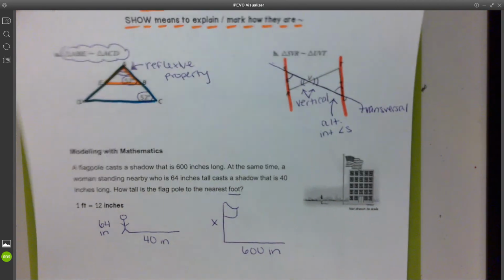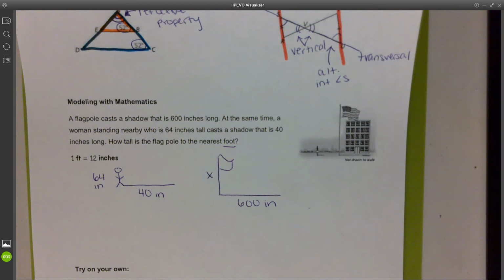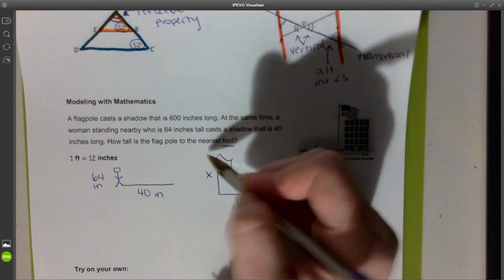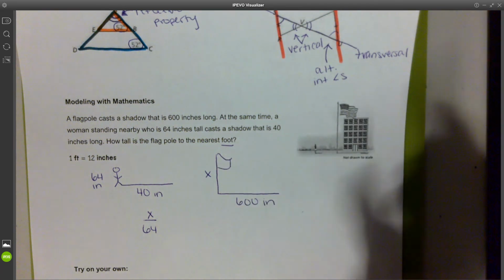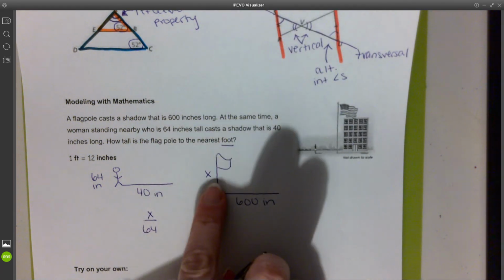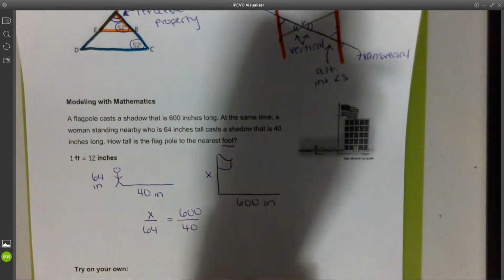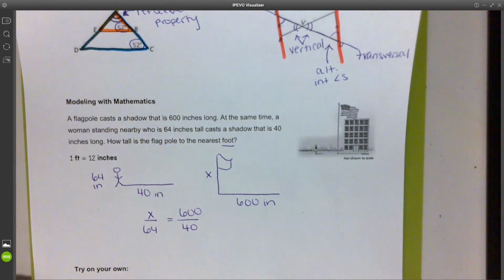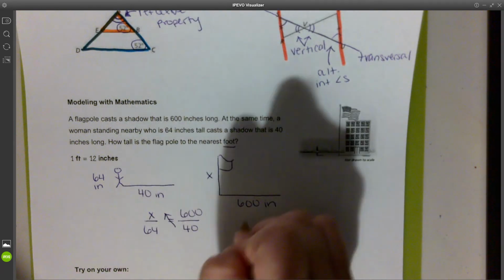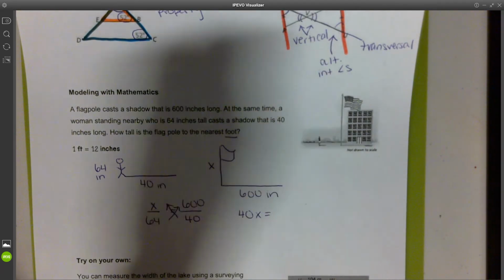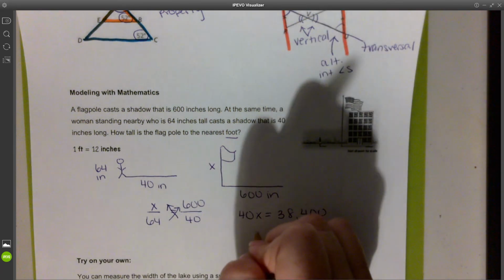So what we need to do is bring back our knowledge of proportions and create our proportion to set this up. Like I like to set up is part over part. And it doesn't matter which way you go, but be consistent. So x over 64. I'm going with the flagpole first. So the flagpole's height over the woman's height. Now the flagpole shadow over the woman's shadow. So now we're going to cross multiply. When we cross multiply, we're going to get in one direction 40x, and in the other direction, we get 38,400. Now we're going to divide both sides by 40.